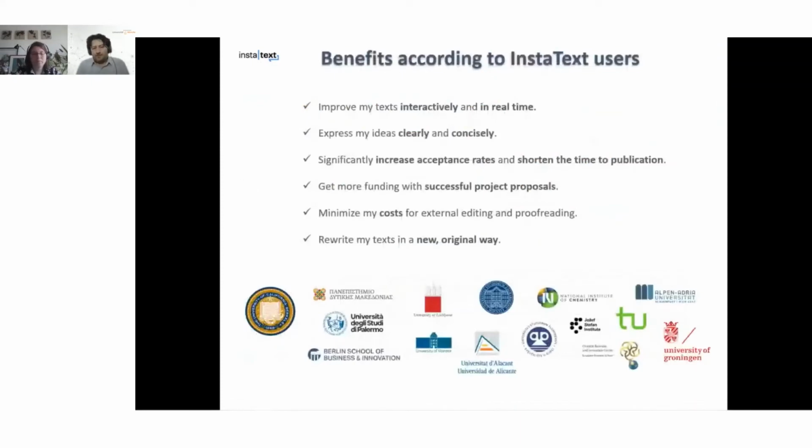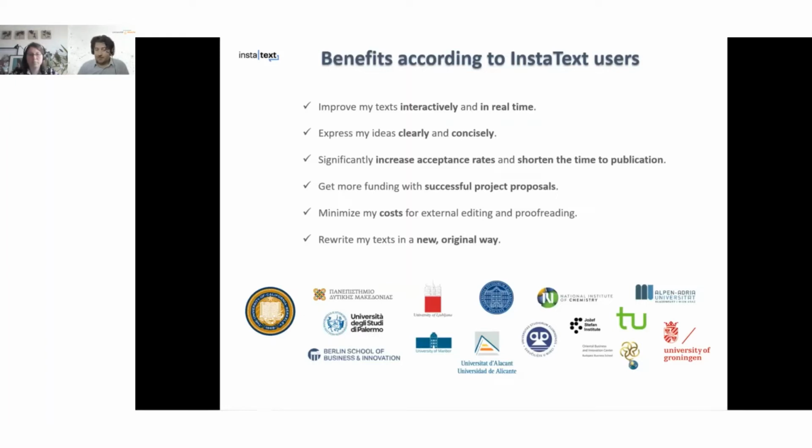What do they value, the users from academia? I can improve my text interactively in real time. Of course, this is very important. I can express my ideas clearly and concisely. It helps me to improve acceptance rates and shorten the time to publication, especially at journals, because suddenly it's a big difference whether you are accepted immediately or you have to submit to another journal and so on.